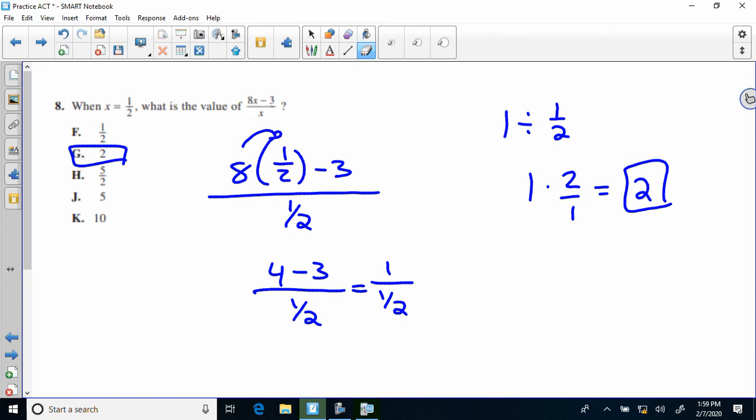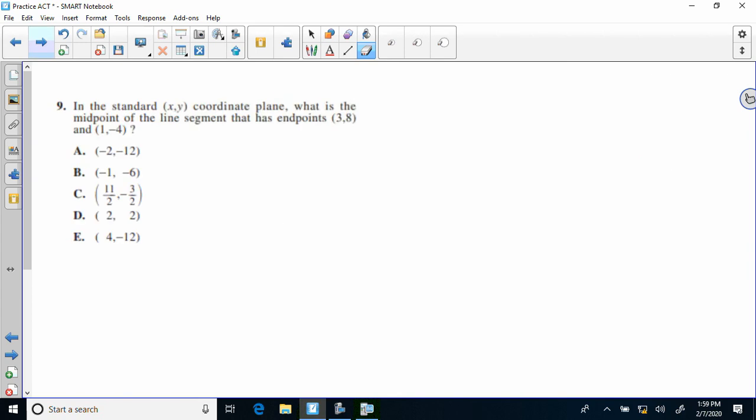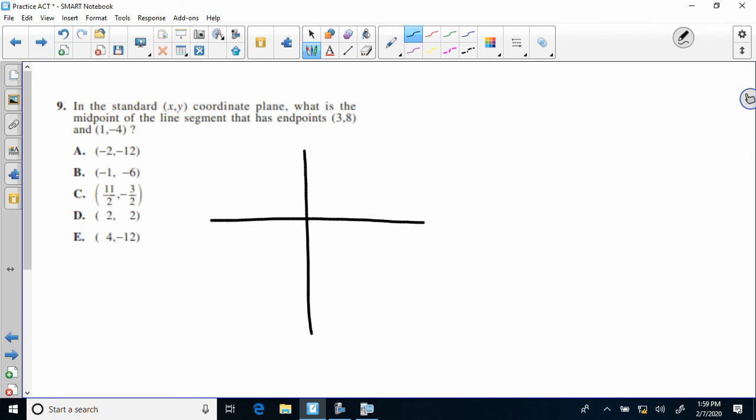Okay, so number 9, it says, in the standard XY coordinate plane, what is the midpoint of the line segment that has endpoints 3, 8, and 1, -4? I really don't need to draw it accurately at all because they gave me the endpoints. I will do it a little bit for you, but it's not important. You went over +1, -4, and then you went over +3 and up 8 somewhere. And so really they're just looking for the midpoint of those.